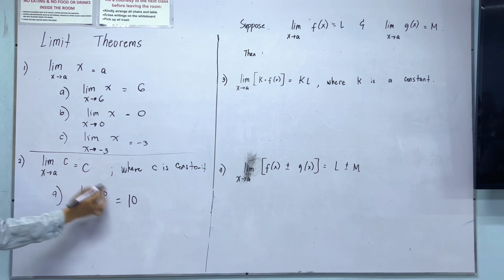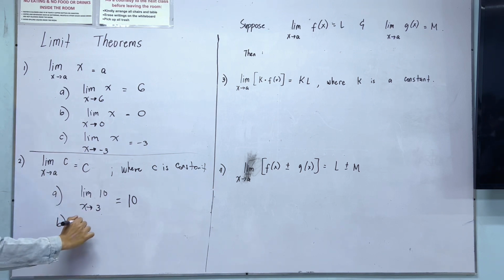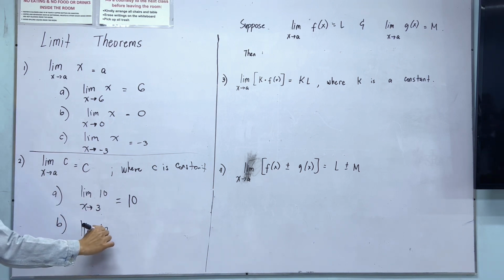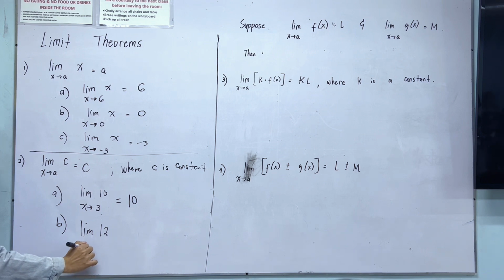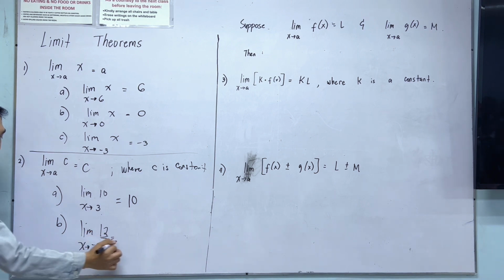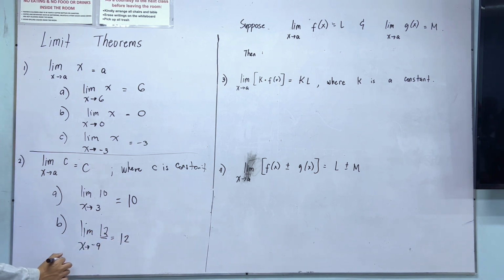No? So, dito naman. Limit of 12 as x approaches negative 9. So, a constant. Limit of 11 as x approaches 16: 11. Madali lang si theorem 1 and 2.